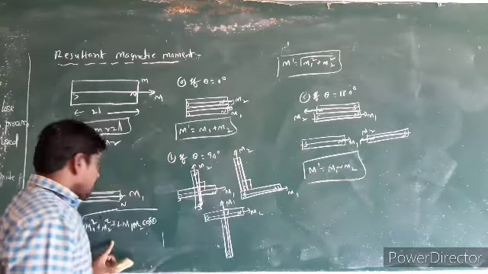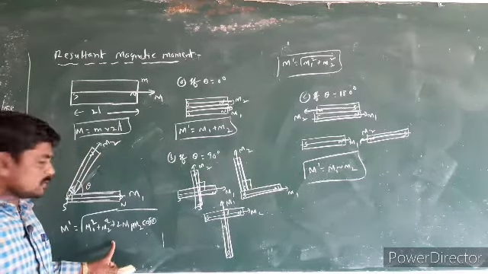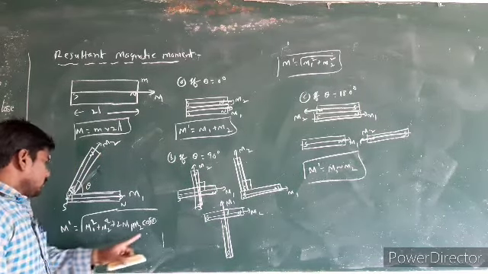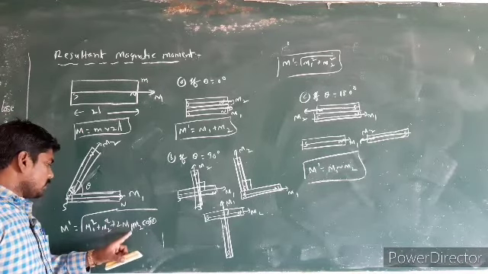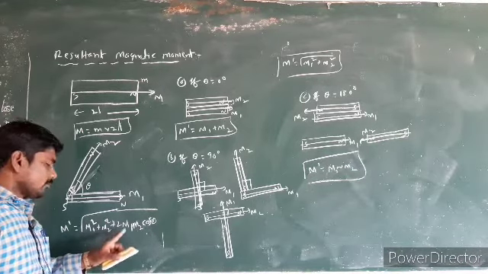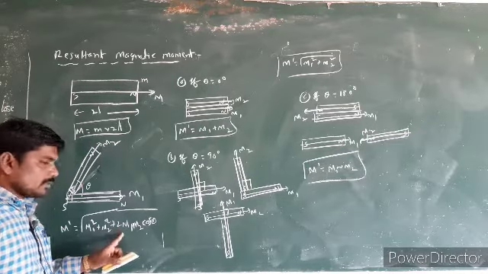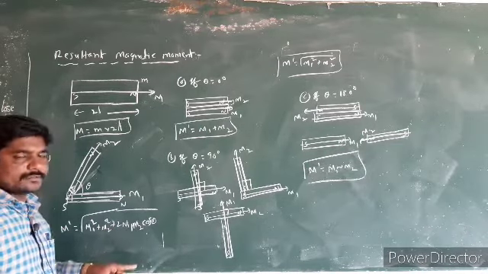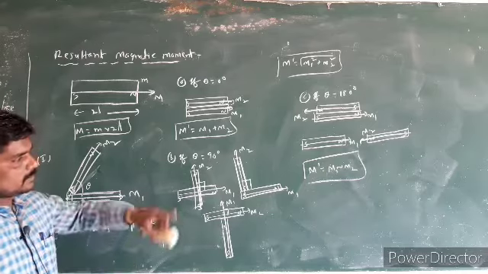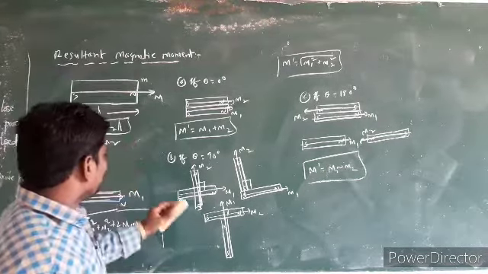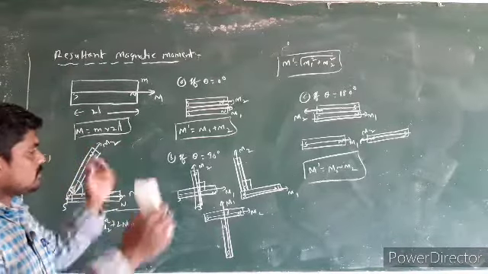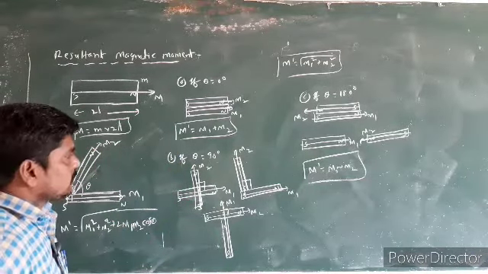Substitute in this formula. Already we know, in the parallelogram case, cos 180 minus... M1 square plus M2 square minus 2 M1 M2 means A square plus B square minus 2AB, which is A minus B whole square. So M1 minus M2 whole square means M1 minus M2. This is the resultant magnetic moment of the arrangement.